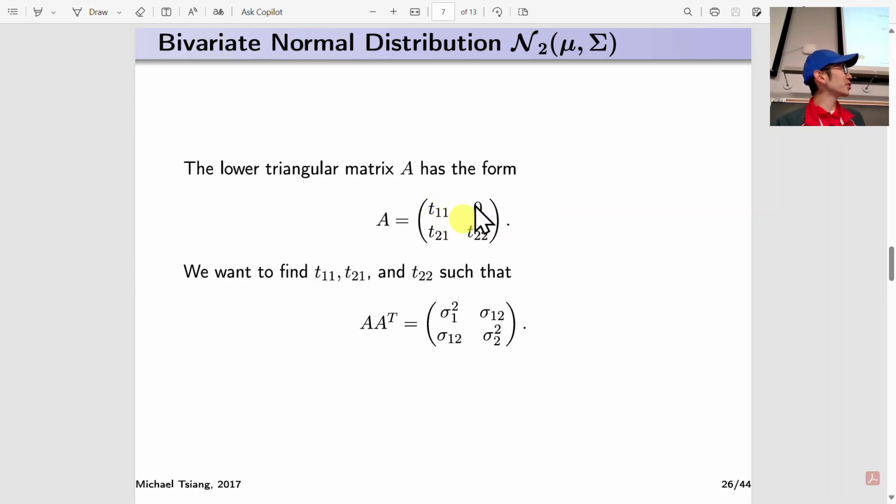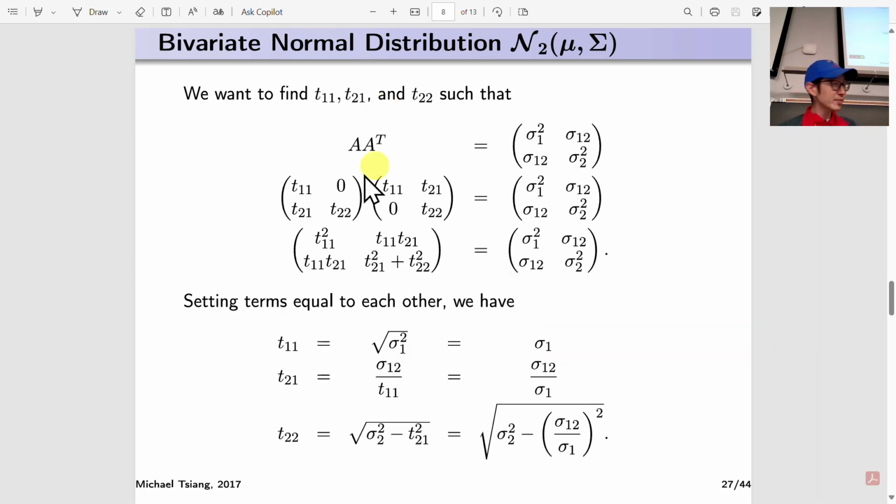So we're going to say A is this lower triangular matrix with these terms. The top right value is going to be 0. So we're going to call this T11, T21, and T22. And then we want to figure out what it should be, AA transpose, so that it is equal to the desired matrix sigma, okay, which has terms sigma 1 squared, sigma 1,2, sigma 1,2, sigma 2 squared, okay?